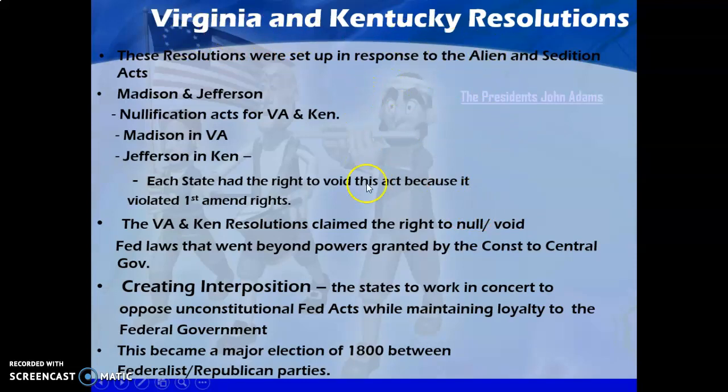Virginia and Kentucky resolutions. So not everybody in the U.S. agreed with the Alien and Sedition Acts. 2 people who did not agree would be Vice President Thomas Jefferson and James Madison, 2 Virginians. And as you see here, they're going to write these nullification acts, the Virginia and Kentucky resolutions. Madison will write the Virginia resolutions. Jefferson will write the Kentucky resolutions. And if you look here, each state had the right to void any federal law because they felt it violated the First Amendment. You need to put a star by that. And keep in mind, this is your vice president writing this.